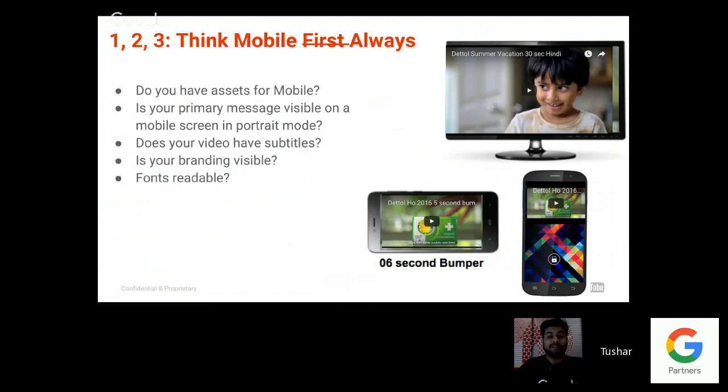Is your primary message visible on the mobile screen in portrait? A lot of people choose to view their actual content in the portrait mode of their mobile because they think it just shows a wider view. Well, you have to make sure that if someone has flipped their phone around, they're getting enough video, and it's not like your video text is very small that they can't read when it's expanded.